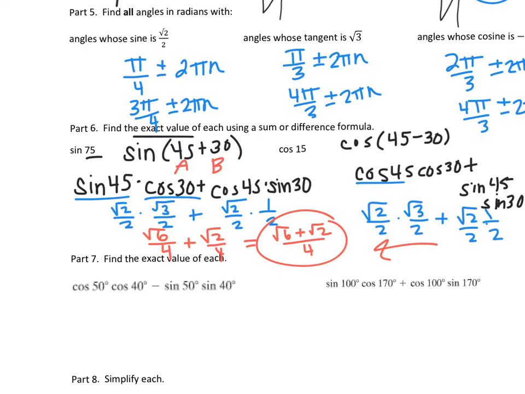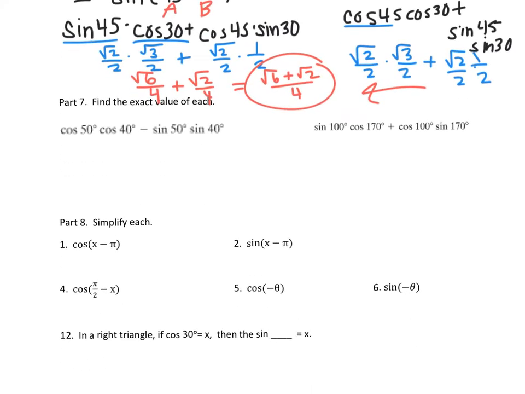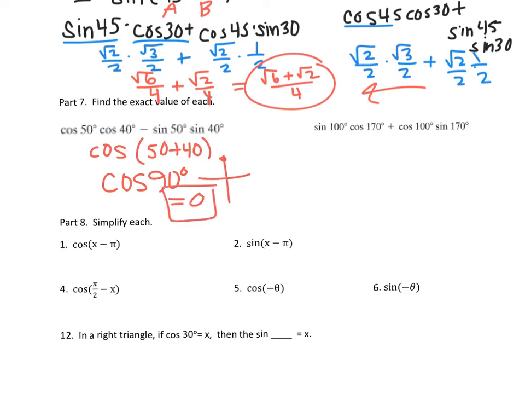Okay, part 7 is looking at, I'm noticing that this one goes cosine, cosine, minus sine, sine. So what formula is that? Well, that is going to be the cosine of 50 plus 40, because it's the cosine of A plus B, which has a subtraction in between. So this is actually the cosine of 90, and then you need to go further and find the cosine of 90, which is going to be 0. So this expression is equal to 0.